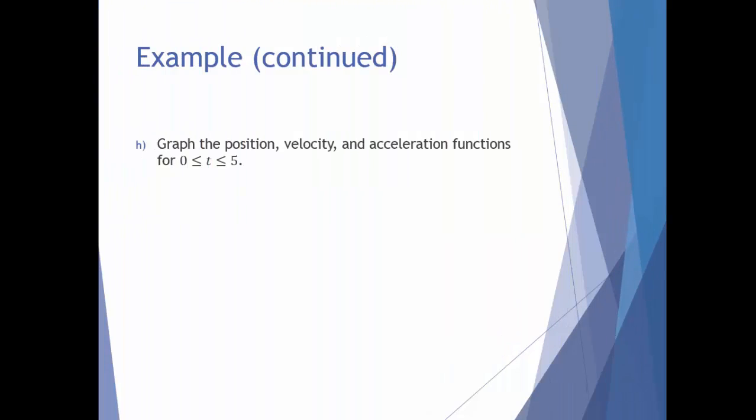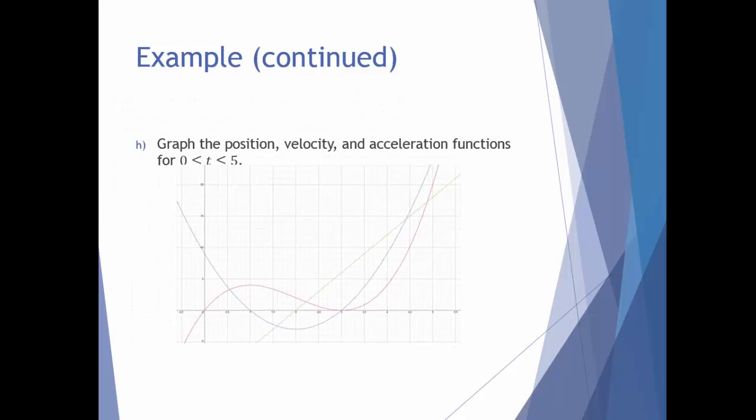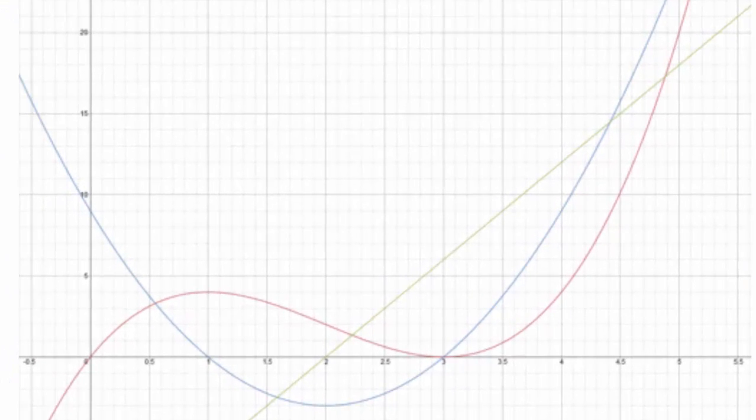Then we're going to ask you to graph the position, velocity, and acceleration functions for 0 less than or equal to t less than or equal to 5. So these are the three functions. The position function that we started with, its first derivative for velocity, and its second derivative for acceleration. And I've gone ahead and put those into a graphing calculator to take a look at. You should know how to graph these kinds of functions by hand, but for the sake of speed, I'm going to go ahead and put them in the graphing calculator.